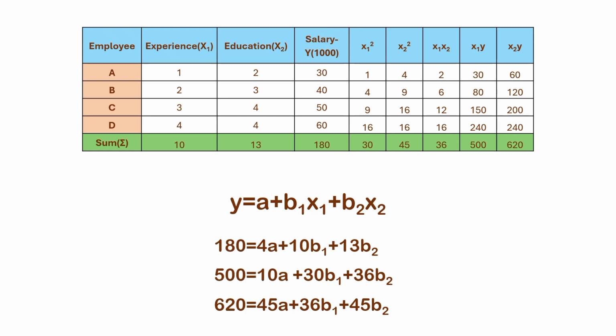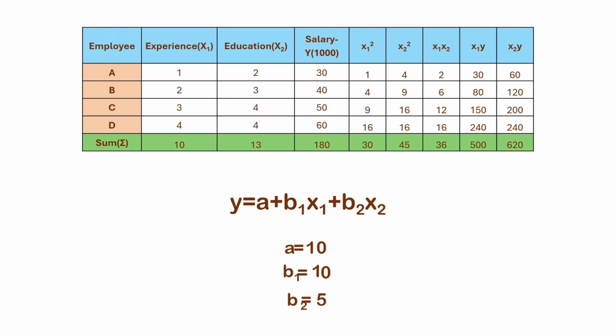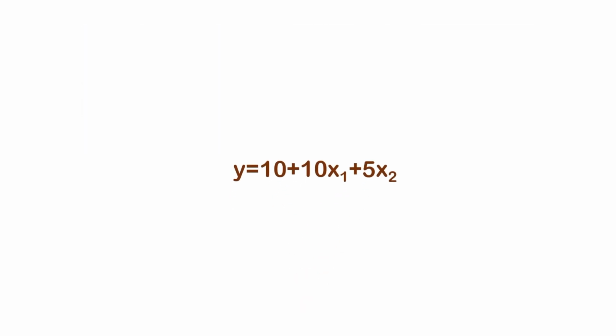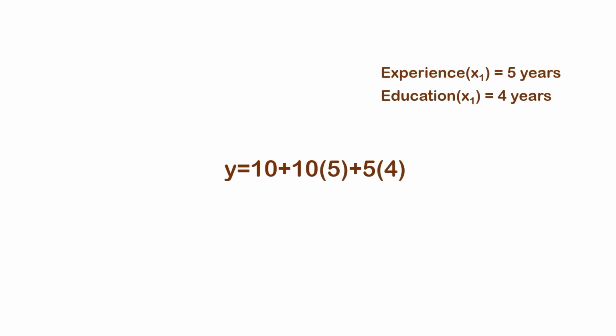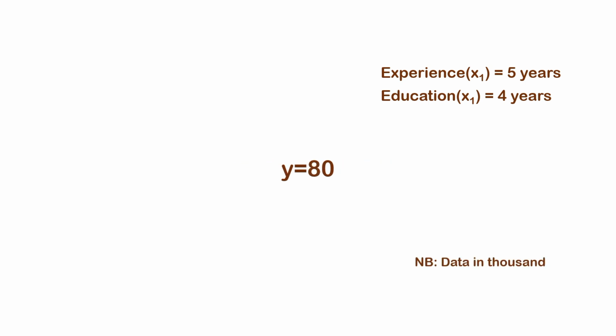After solving these three equations, we get a equal to 10, b1 equal to 10 and b2 equal to 5. So our final multiple linear regression becomes y equals 10 plus 10x1 plus 5x2. Suppose years of experience is 5 and education level is 4. So the salary will be 80,000.